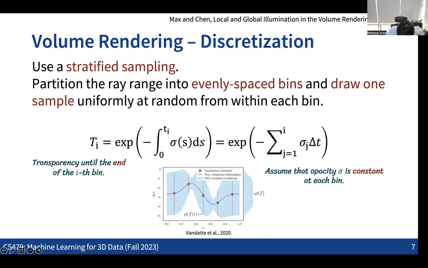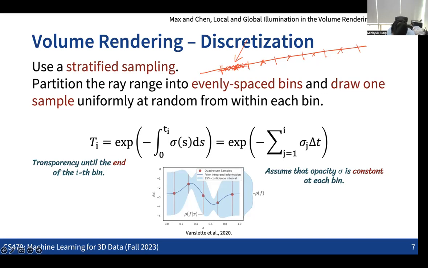using stratified sampling, which means we have uniform intervals along each ray, and randomly sample a point inside each interval, so that we can get the opacity information for each sample. And we are assuming that the opacity value we get from each point is a constant opacity over the entire interval that includes the sample.